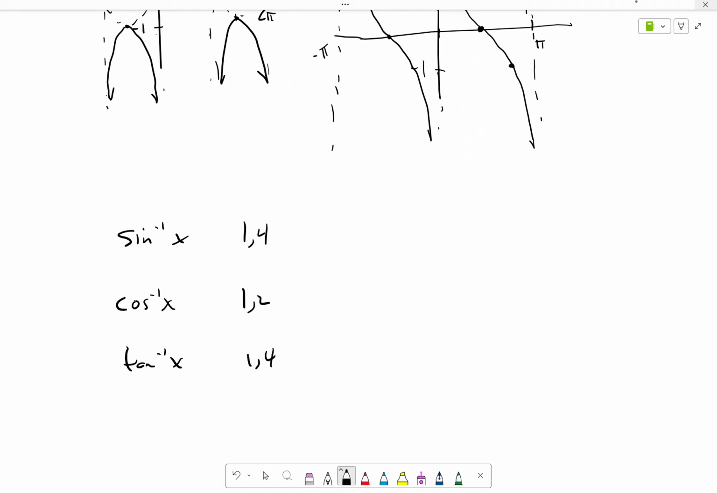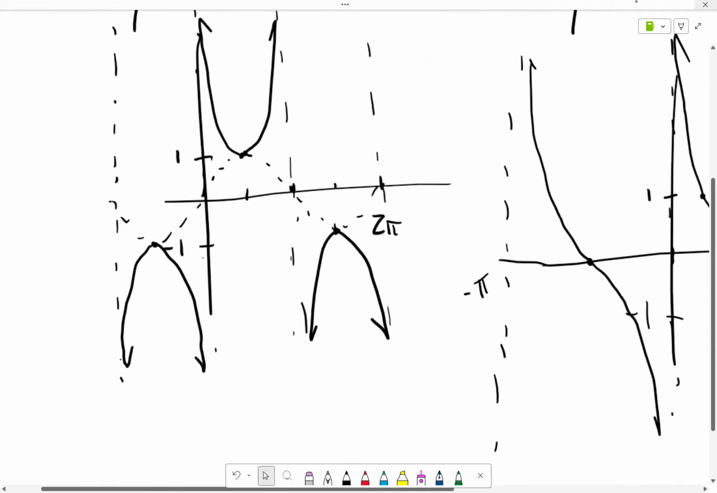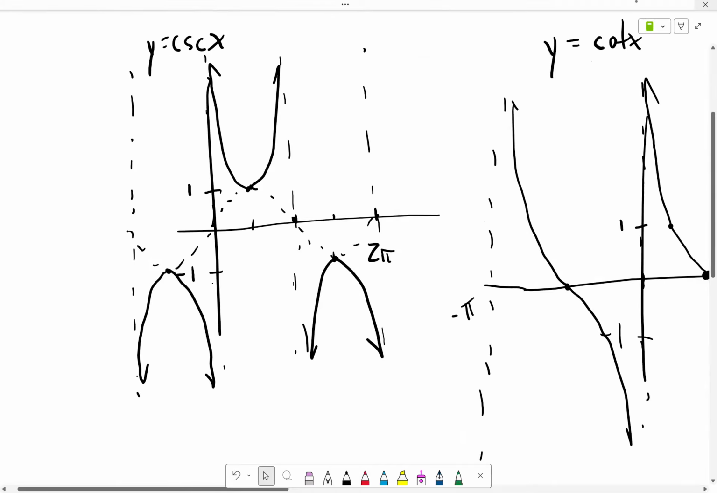Let's look at cosecant inverse. Okay, we have a really nice graph of cosecant right here. Would it make sense that it's the same as sine? Is it still 1 to 1 if we restrict from -pi over 2 to pi over 2?